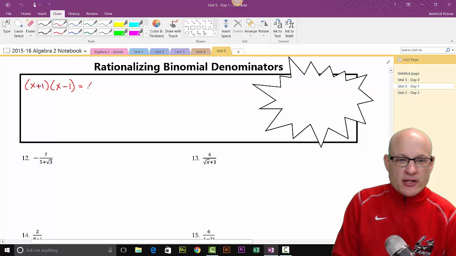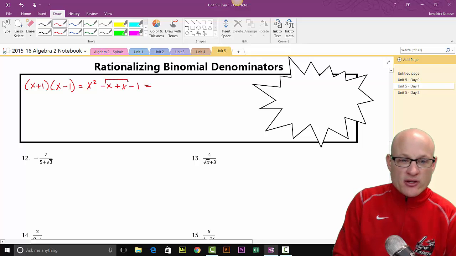Let's double distribute. You get x squared minus x plus x minus 1. Well, don't these two just cancel each other out? And you end up with x squared minus 1.